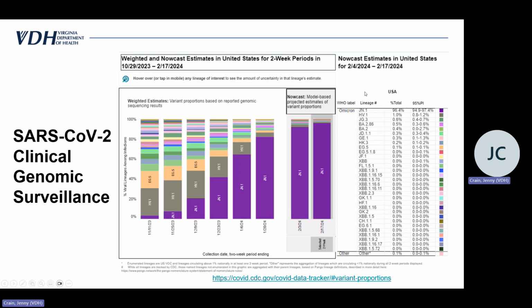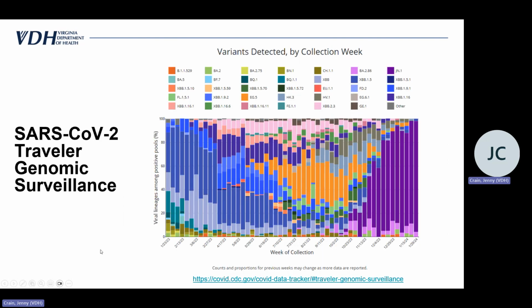And so we've never been able to generate any sort of a nowcast in the state of Virginia, but we do look at our data, even if it is 2 weeks late with the genomic results. We look at our variant data and compare it to what we see at the national level as well as on the regional level. And we're still doing that.